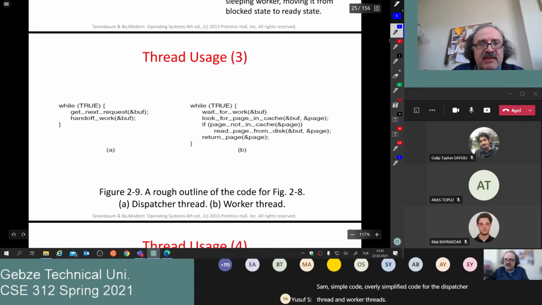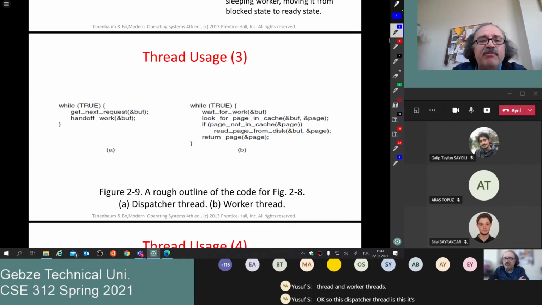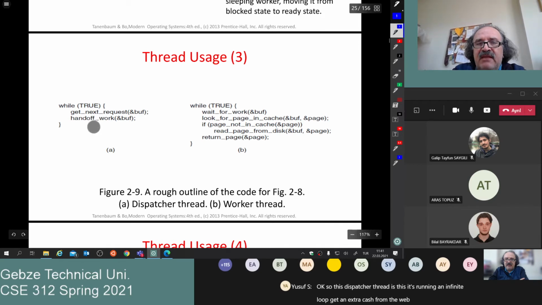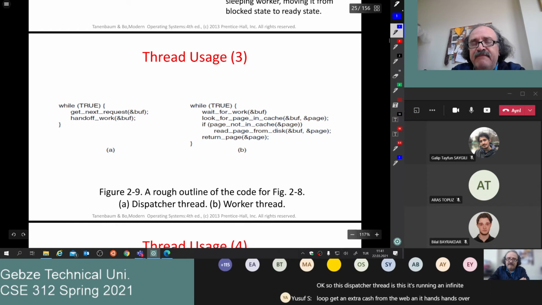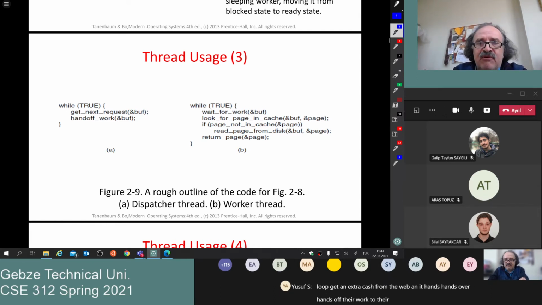So this is the dispatcher thread. It runs in an infinite loop. Get the next request from the web, and it hands off the work to the worker threads. So this one selects the available thread and unblocks it, and it keeps running.